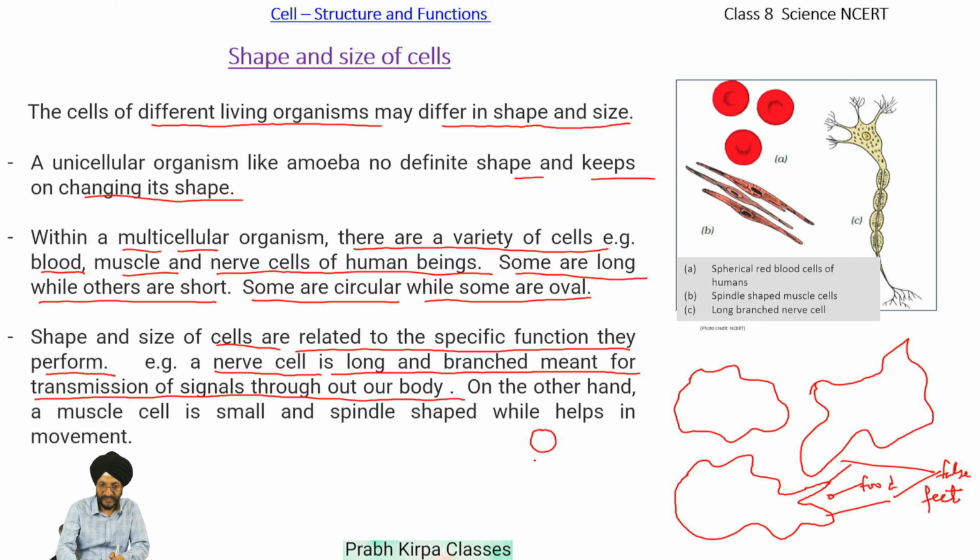We understand with the help of an example. Suppose this is a person.